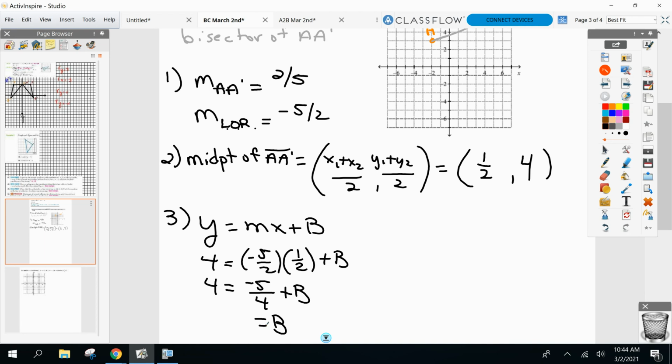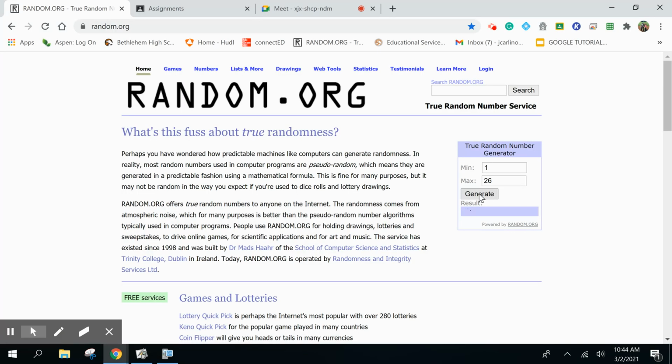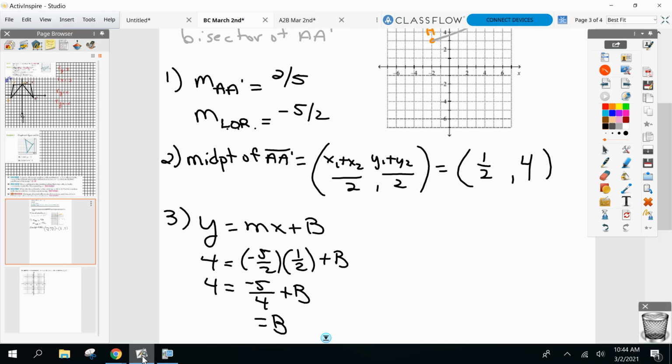Take your time, let me know when you're ready, and let me know your B value here. Ryan, whenever you're ready, let me know what you get for your B value. Negative 5/2 times 1/2, right? Oh, first half: negative 5/4. Yep, and then that's plus B.